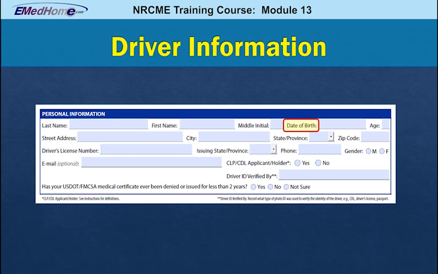A person must be at least 21 years of age to operate a commercial motor vehicle in interstate commerce. A person operating a commercial motor vehicle in interstate commerce must be medically examined, carry an original or copy of the medical examiner certificate while driving, and be currently licensed.